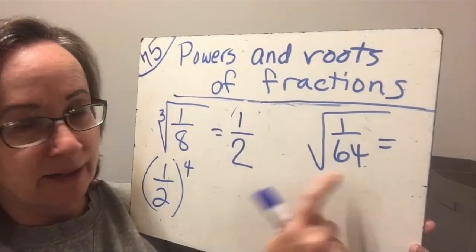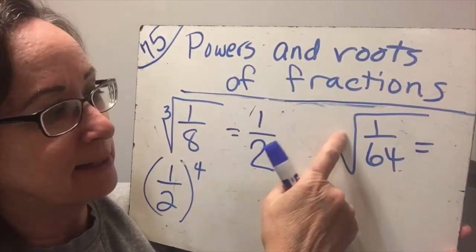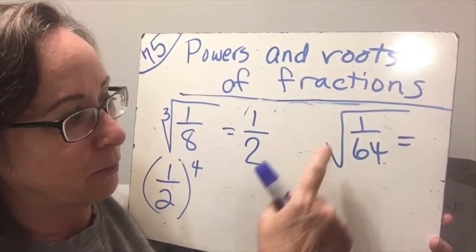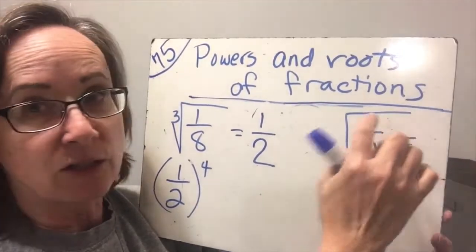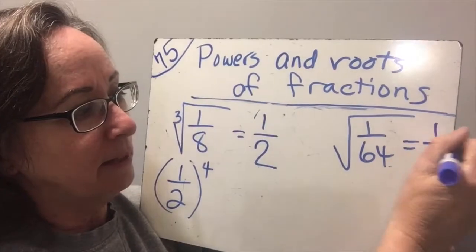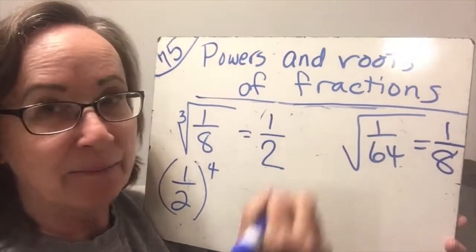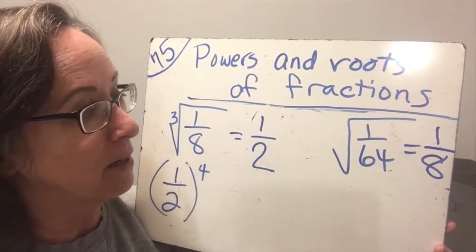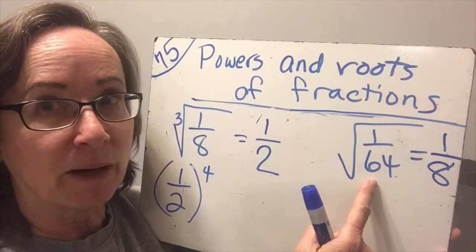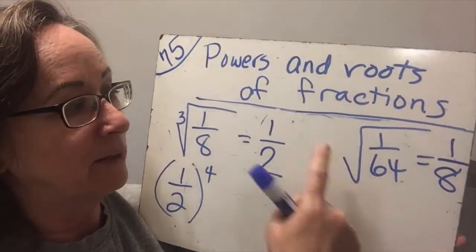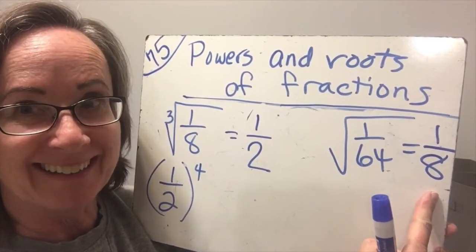Okay, so here, it's another one that I hope you did. We're doing the square root because there's no other number in there, so we just always know that it's a 2 if there's nothing there. So we're going to take the square root of 1, which is always 1. The square root of 64, you should know that one, is 8, because 8 times 8 is 64. So 1/8 squared gives me 1 over 64. So I know that the square root of 1 over 64 is 1 over 8.